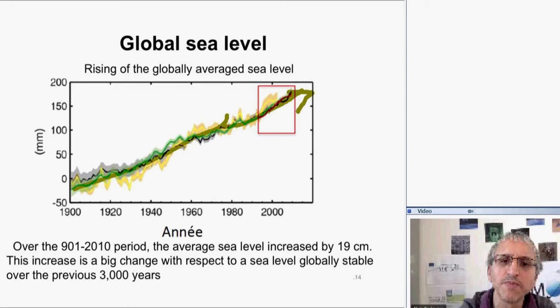And this increase is a big change with respect to sea levels, which had been globally stable in the previous centuries. In the previous 3,000 years, sea level had no change globally. But here is what we see: in the last century, sea level has been increasing.